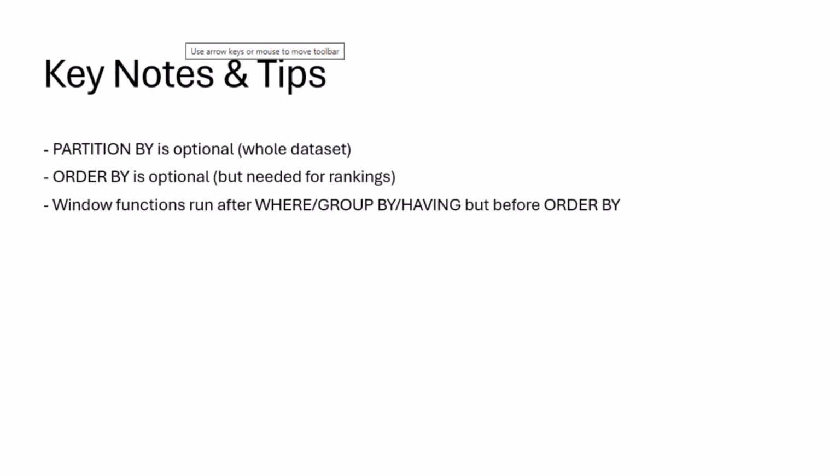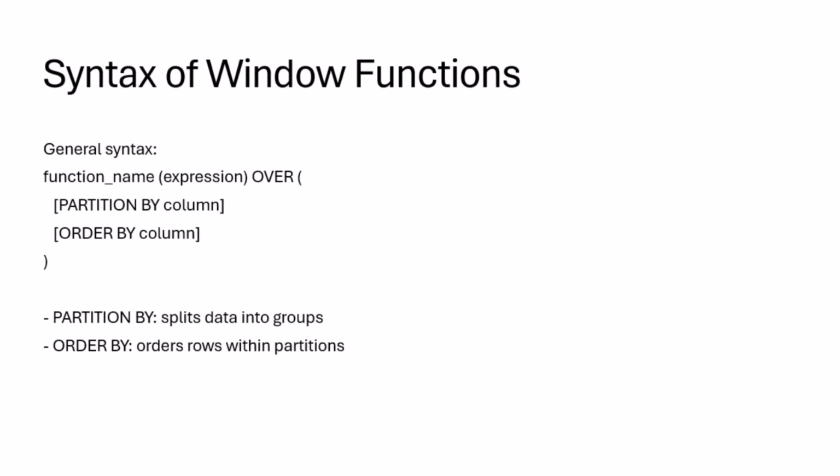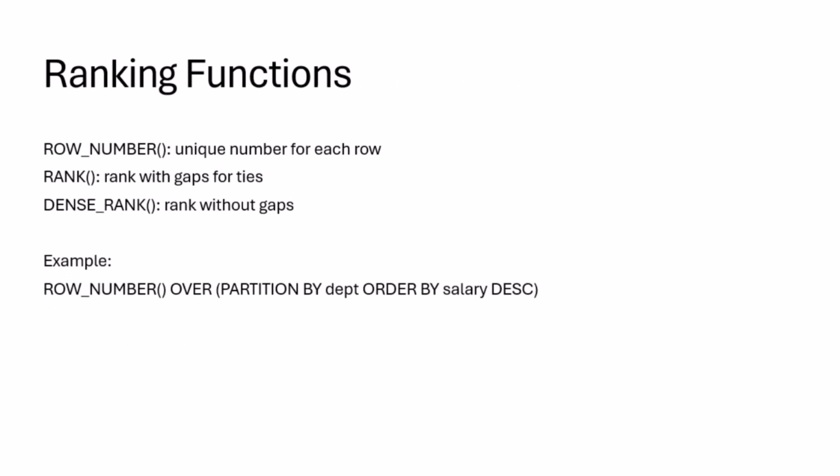So these are the key notes that we should bear in mind. Partition by and order by are optional in window functions. So if you do not put partition by, that means you want the window function to run through the whole data set. Order by is also optional, but it is needed for the ranking functions. So that means if you want to rank, you want to do row number, rank, then you must always put order by.